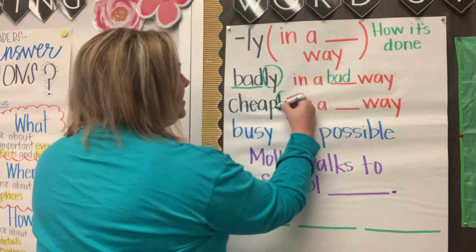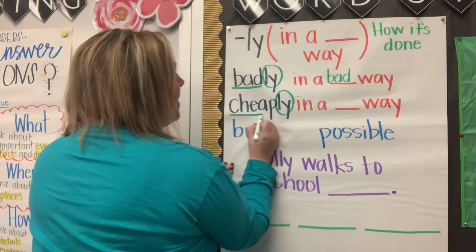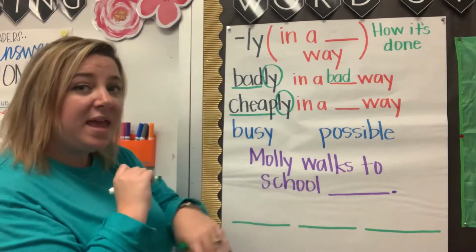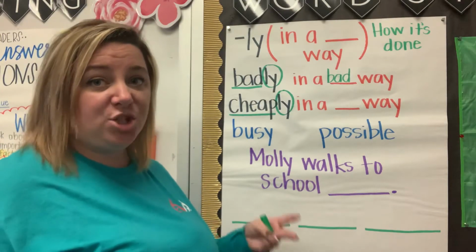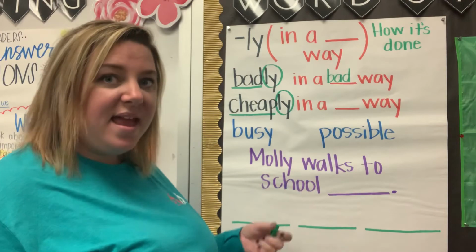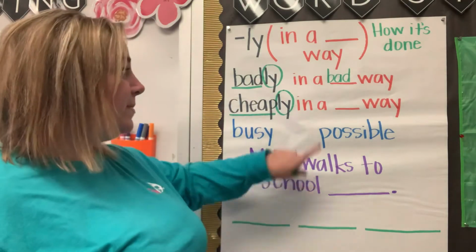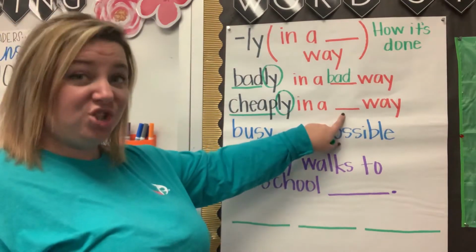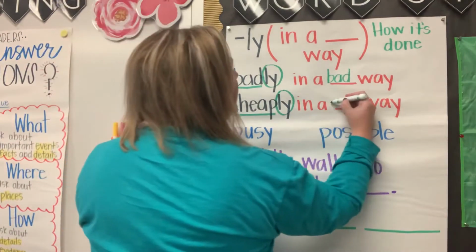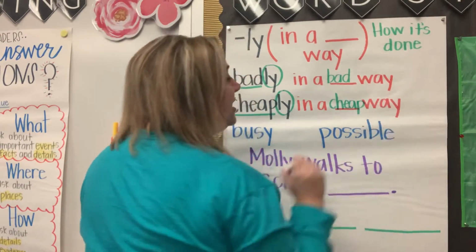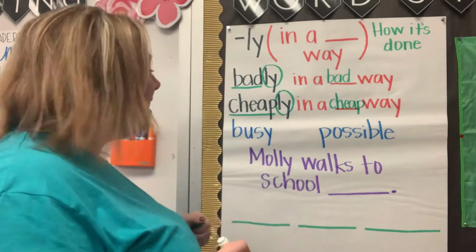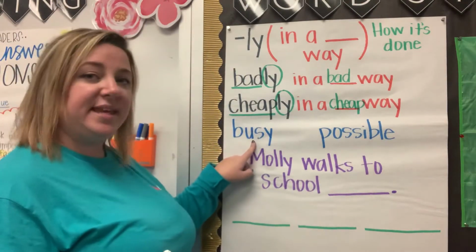Okay, let's take a look at this word, cheaply. My suffix is ly, so my base word is cheap. If I say the shoe was cheaply made, how was it made? It was made in a cheap way, because that's what my base word is, cheap. In a cheap way.